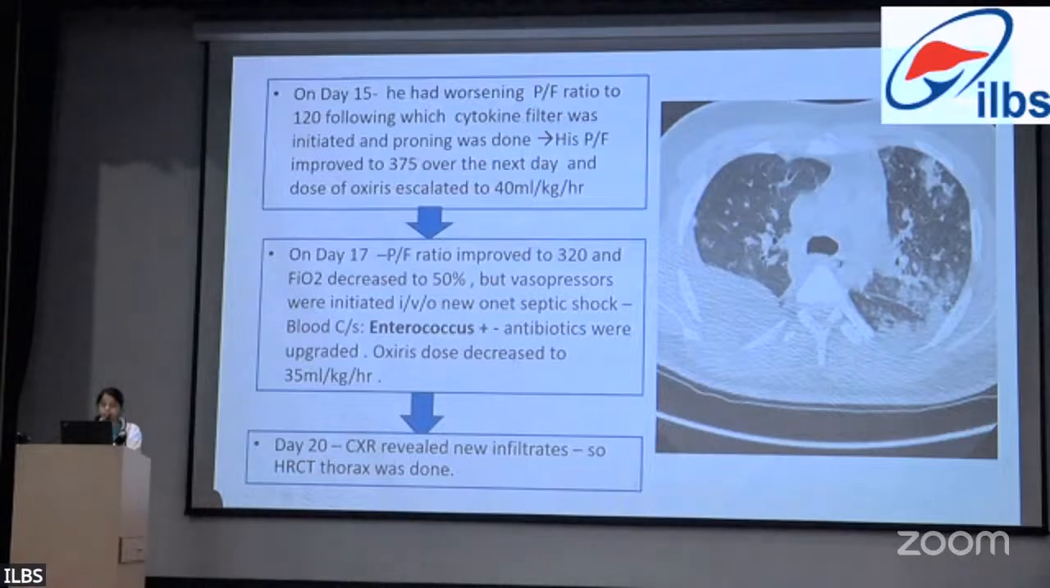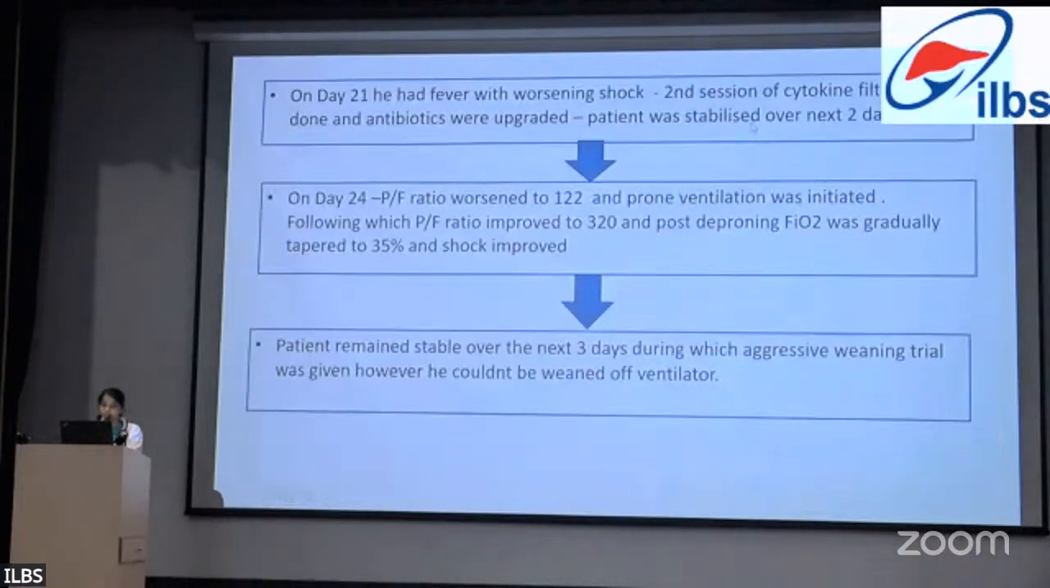At day 20, this was the new cause of worsening. The chest X-ray showed new infiltrates and HRCT thorax was done. On day 21, he had a fever with worsening shock. Second cycle of cytokine filter was applied and antibiotics were upgraded. Patient was stabilized over the next 2 days.